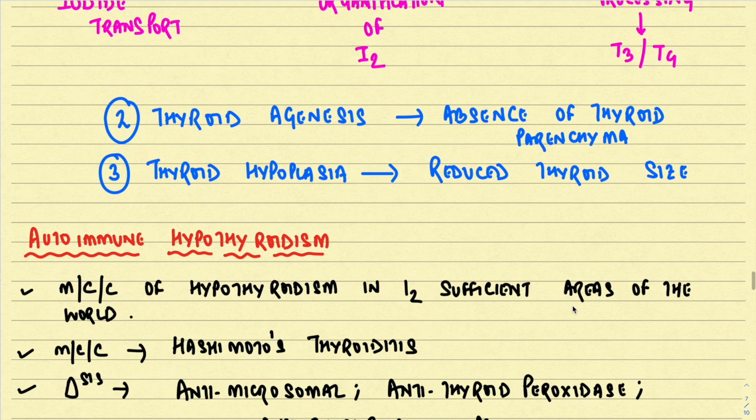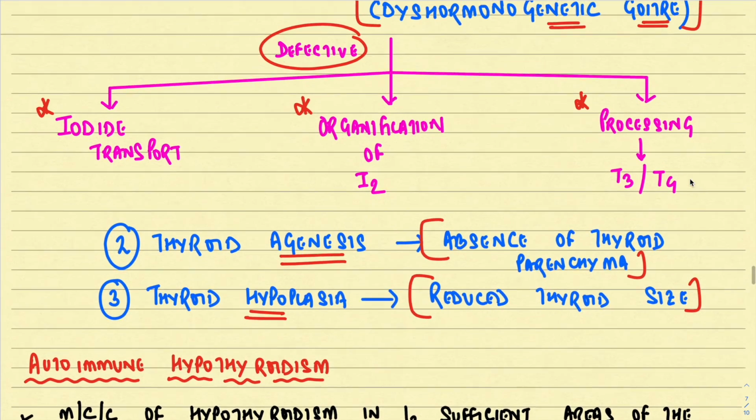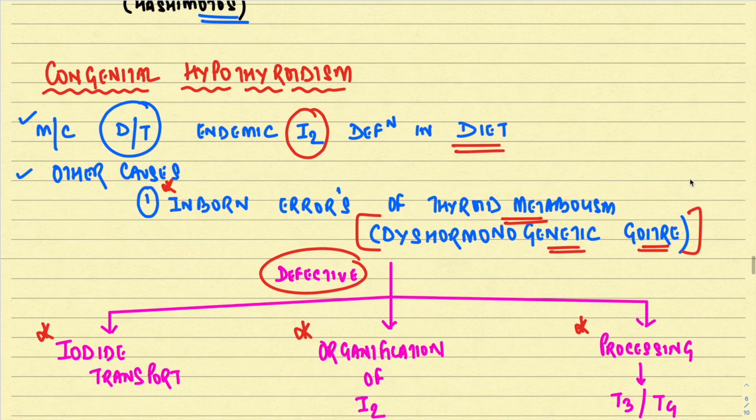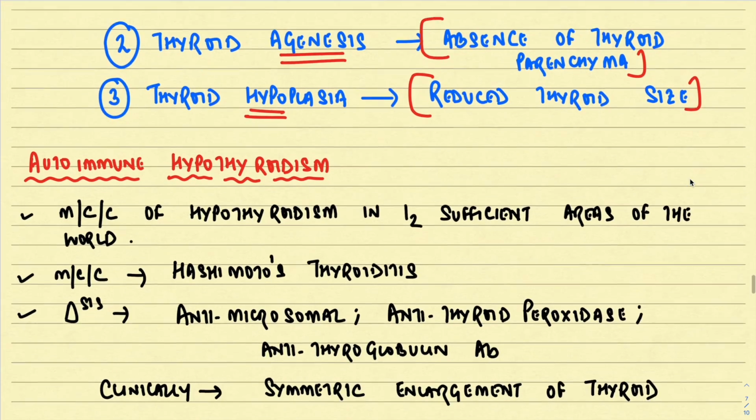Now the second important thing that can happen is thyroid agenesis. It is basically characterized by absence of the thyroid parenchyma, and then there is thyroid hypoplasia, where there is a reduced thyroid size. So these are all the important causes: dyshormonogenetic goiter, thyroid agenesis and hypoplasia. All of them can lead to what is called congenital hypothyroidism.